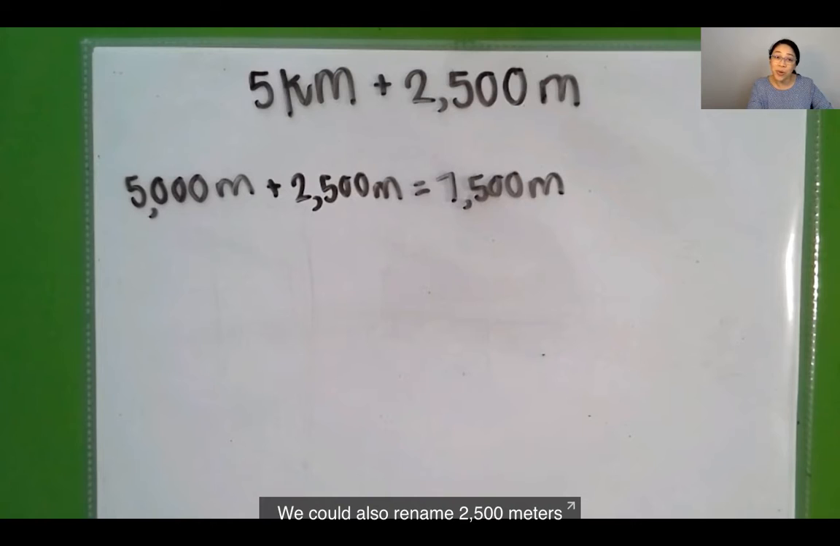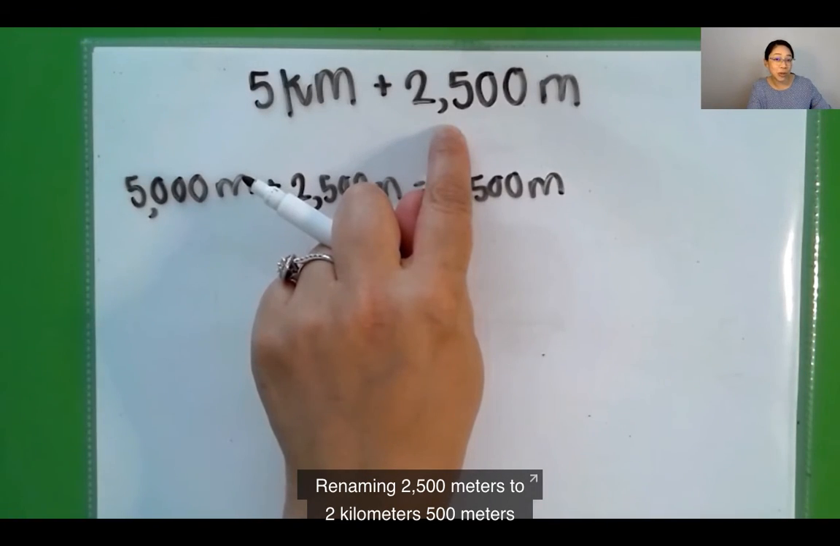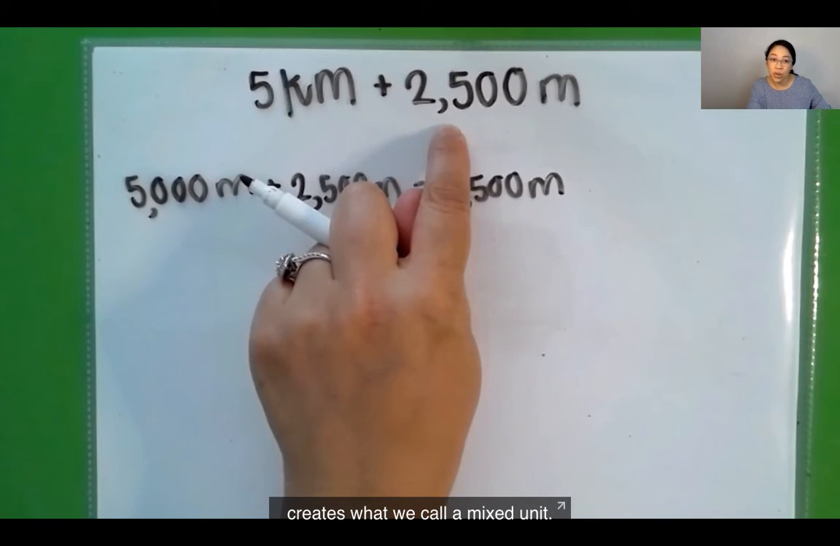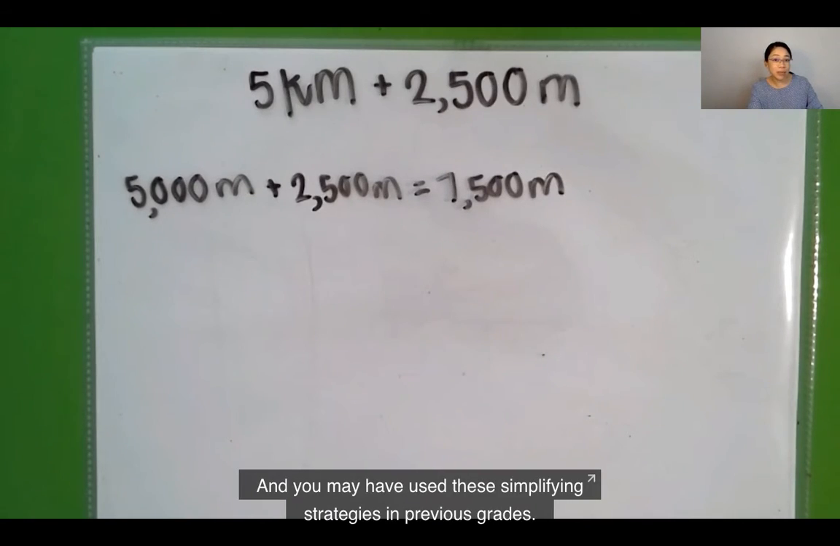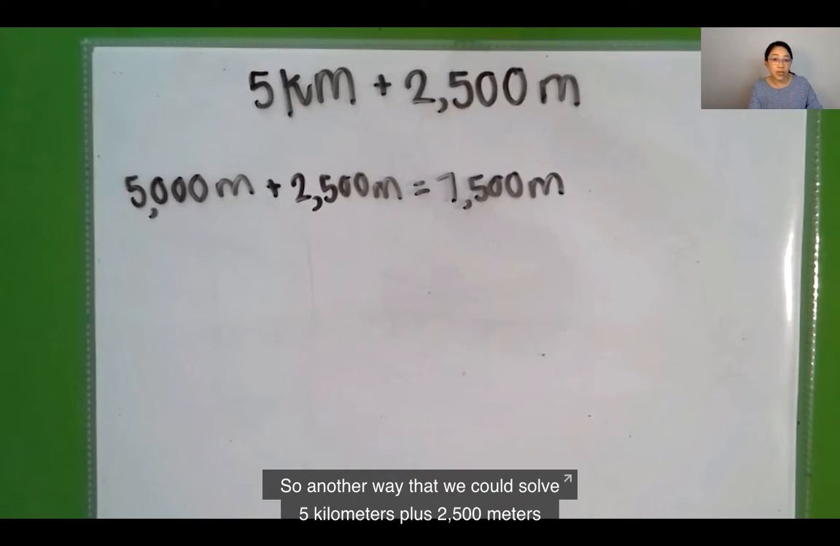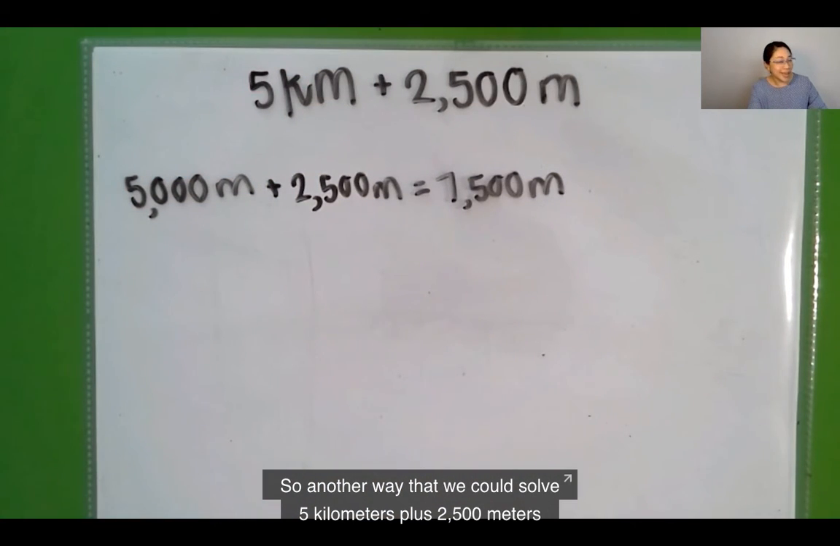We could also rename 2,500 meters to 2 kilometers, 500 meters. Renaming 2,500 meters to 2 kilometers, 500 meters creates what we call a mixed unit. Mixed units can be helpful when using a simplifying strategy, and you may have used these simplifying strategies in previous grades. So another way that we could solve 5 kilometers plus 2,500 meters is something like this.